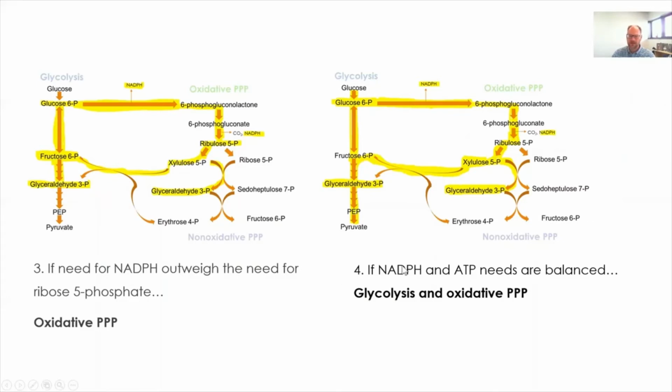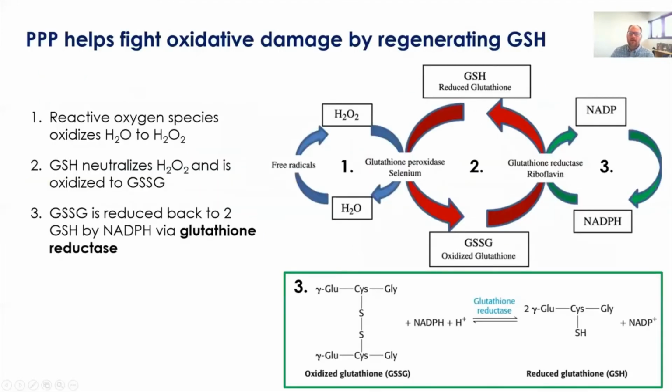And here's the final condition. If NADPH and ATP needs are balanced, then carbon will enter both glycolysis and the PPP, and so we'll get ATP biosynthesis from flux that flows through this direction, and we'll get our NADPH production from carbon that flows in this direction. Ultimately, both are flowing to pyruvate. Okay, so we've talked about different modes of how this pathway is used.